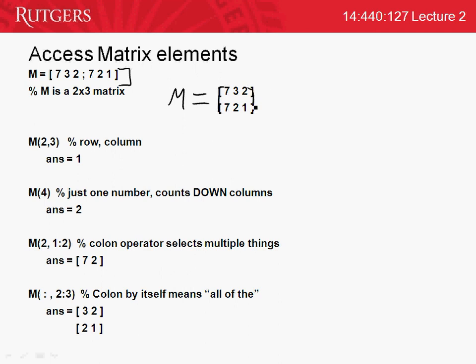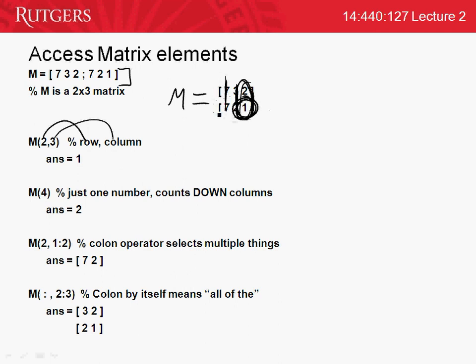Alright, so the first way you can access elements of a matrix, basically in the exact same way as a vector, is by giving the row and the column. You can say, I want the element in the matrix M that's in row 2 and column 3. So you look here, you say, okay, row 1, row 2, column 1, column 2, column 3. Okay, so the intersection of row 2 and column 3 is 1. So 1 is your answer. That's the element in row 2 and column 3.